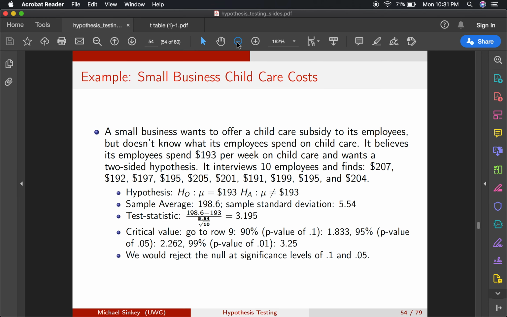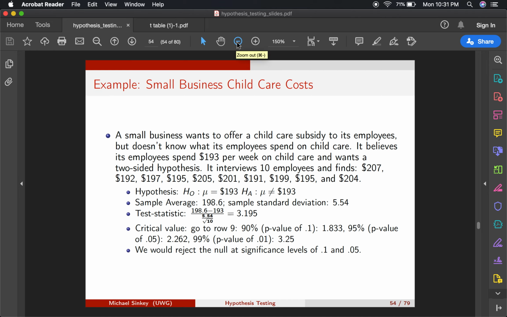Okay, so here's an example. Small business childcare costs. Suppose you're running a business and you're trying to be super nice to your employees, so you offer a childcare subsidy. The problem is you don't know what your employees spend on childcare. So perhaps you believe that employees spend $193 a week on childcare, and you want to do a two-sided hypothesis. So you interview 10 employees, and here's what you find.